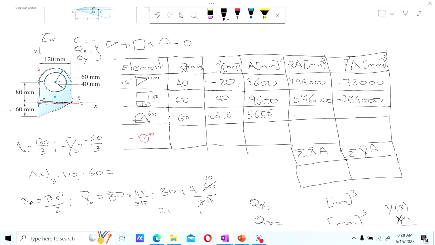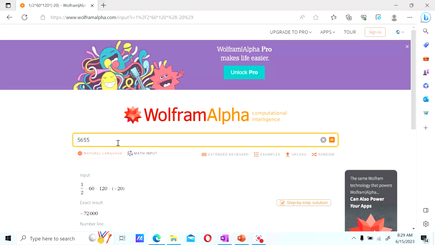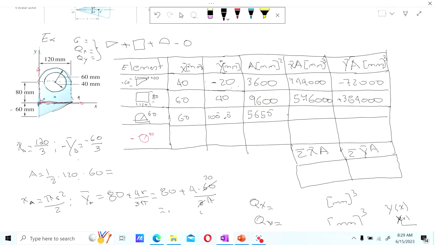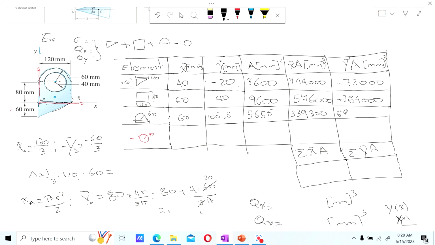Okay, then we have the area. Then we just need to multiply 5655 times 60, which is 339,300. All right, now let's do that number times 105.5. We get 596,602.5.